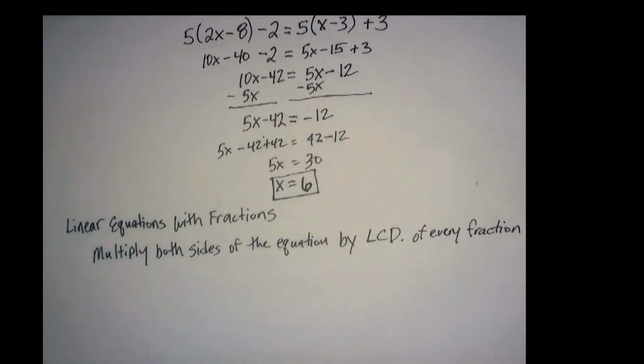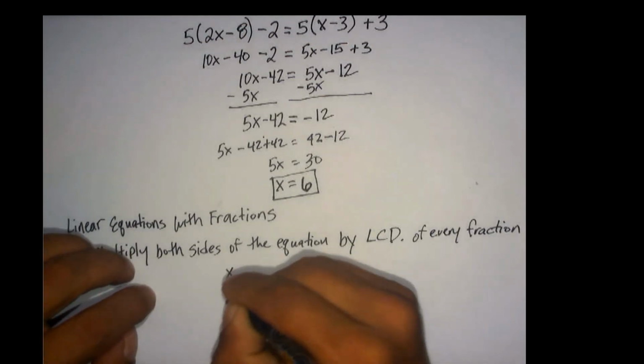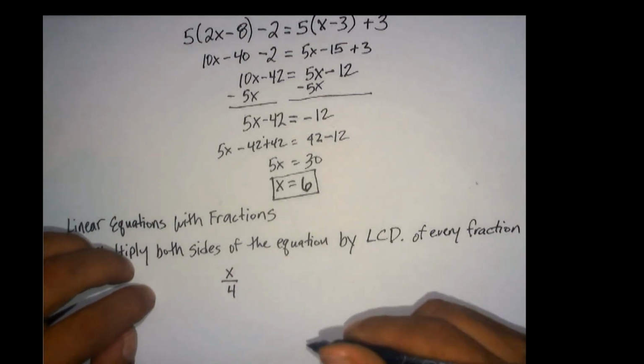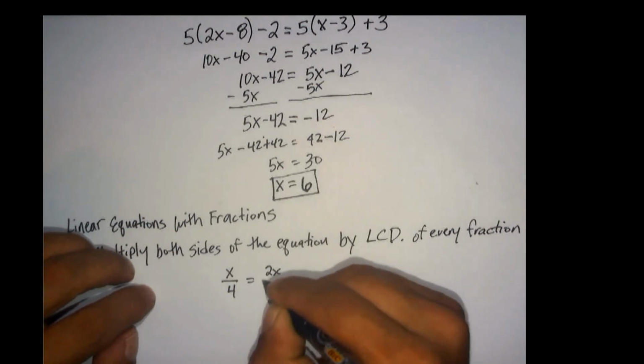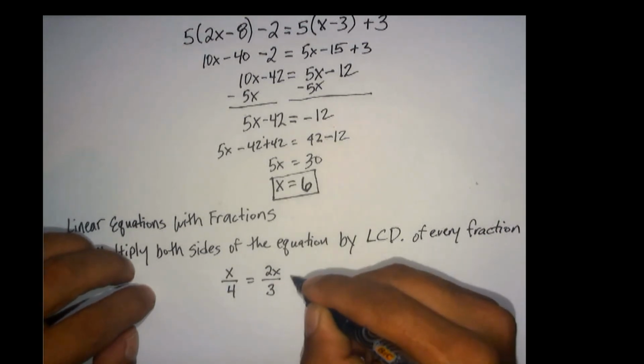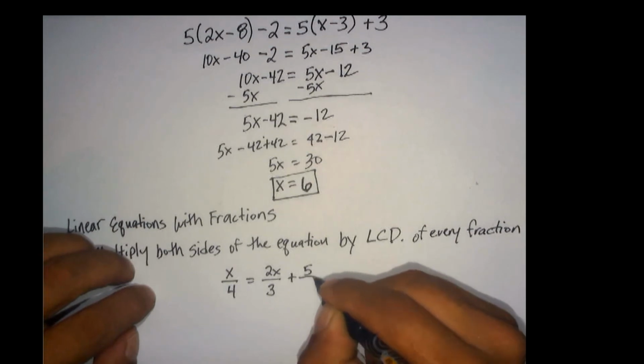Okay. First one, I do it, you do it. And these numbers aren't big, so don't get scared. I'm not going to put giant fractions on the first problem. So here's our problem. It's x over 4 is equal to 2x over 3 plus 5 over 6.